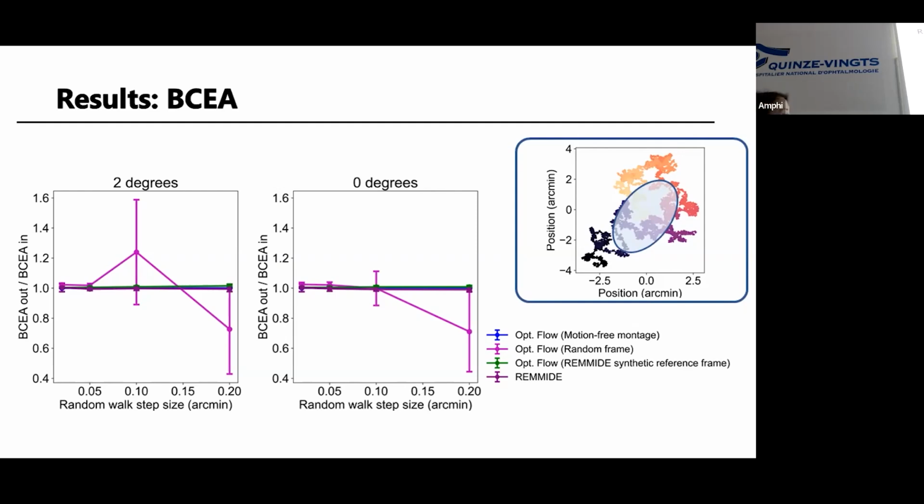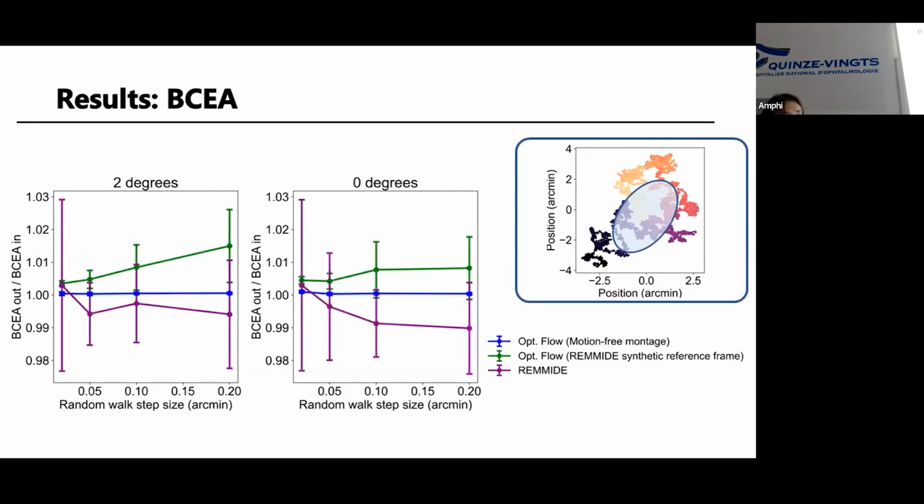And you can see that as the step size increases, we start to make errors in that measurement. But if we look at the two algorithms with this synthetic reference frame generated by remedy, they're actually both very good at reconstructing the BCEA that it should have done.